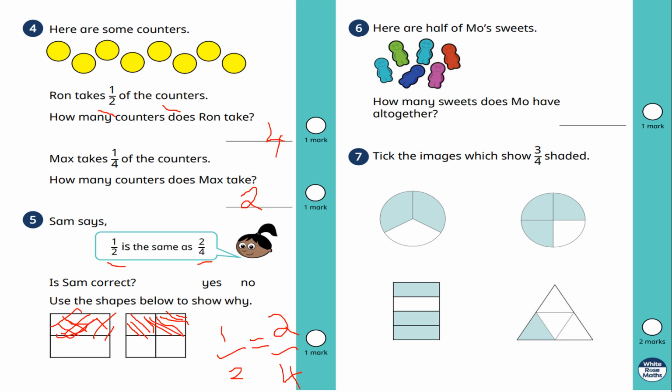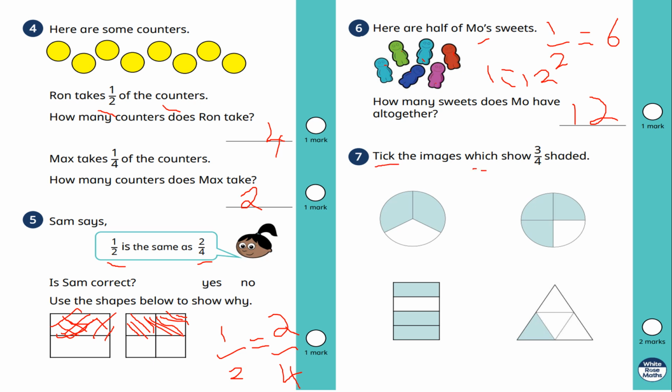Question number 6. Here are half of Mo's sweets. How many sweets did Mo have altogether? There's 1, 2, 3, 4, 5, 6. If a half equals 6, then double that, and I get 12. So 2 times 6 is 12. A half equals 6, so to work out 2 halves, which is equal to 1 whole, I'm going to times the number by 2. A half equals 6, so 1 whole, which is equal to 2 halves, equals 12.